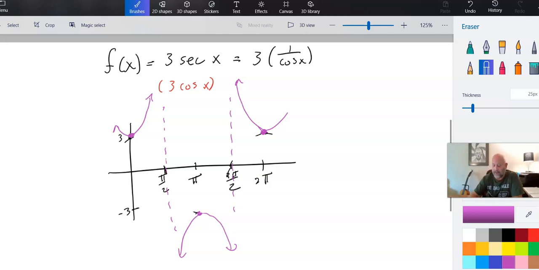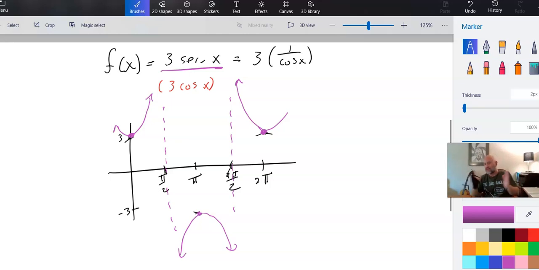So basically, whatever's being done up here, if you've changed the amplitude, if you've changed the period, if there's a phase shift, you do the same thing to either sine or cosine appropriately. And then you just graph off of the sine and cosine curve. So if you know how to graph sine and cosine completely, you can always graph secant and cosecant, right? That's what it always ends up boiling down to. So let's look at another one here.